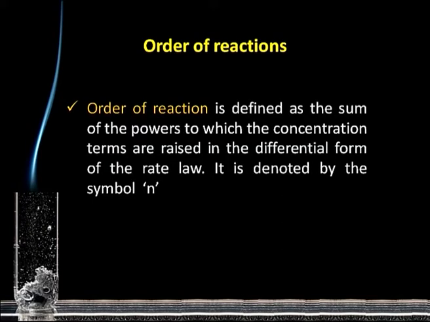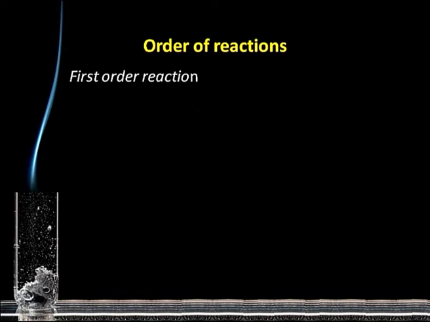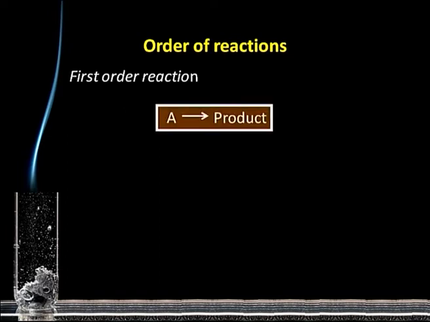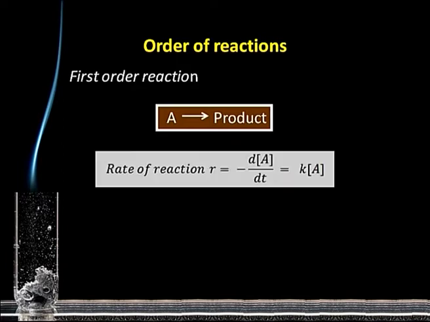What do you mean by order of reaction? Order of reaction is defined as the sum of the powers to which the concentration terms are raised in the differential form of the rate law. It is denoted by the symbol n. Let us first look at first order reactions. A giving you product, one reactant giving you product. The rate of reaction can be written as r is equal to minus d[A]/dt is equal to k into concentration of A. This is what we have seen in my earlier lecture, how to put the rate law.